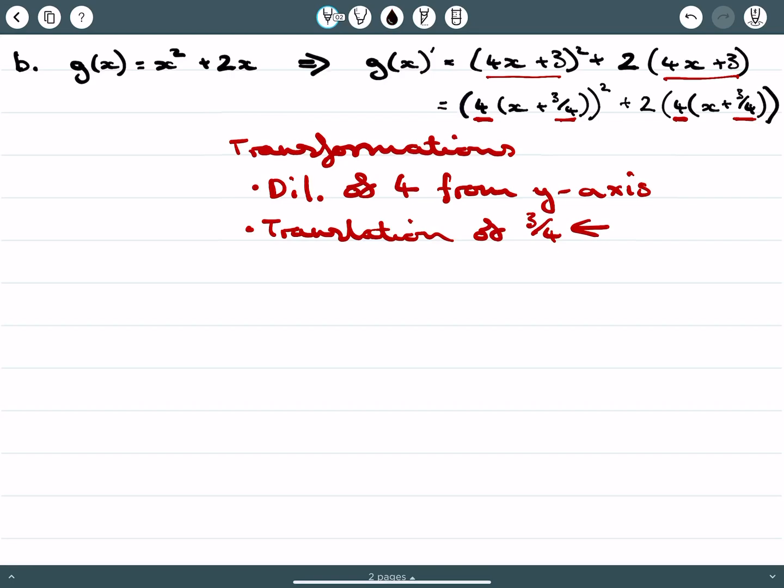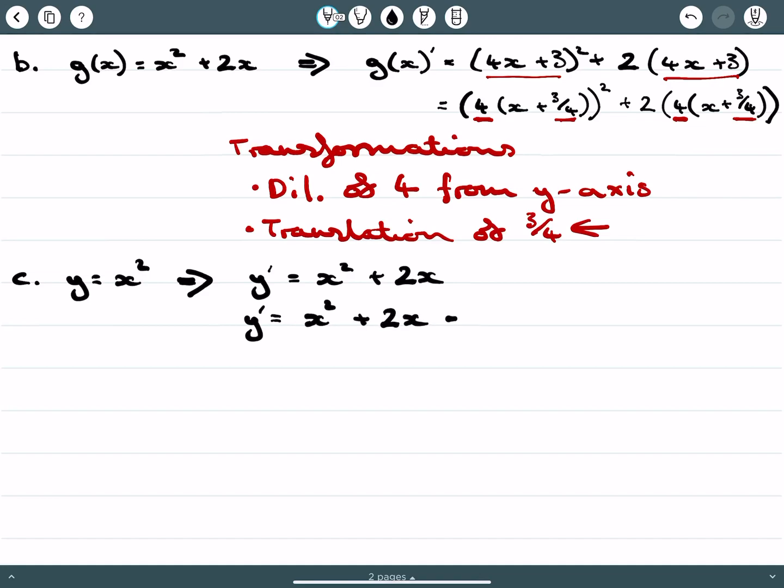When we have a look at C, what we're trying to do with C is transform y equals x squared to the y image, x squared plus 2x. And what I might do with the y image is complete the square here. And there's a good reason why I complete the square, which you'll become familiar with after we have completed the square.